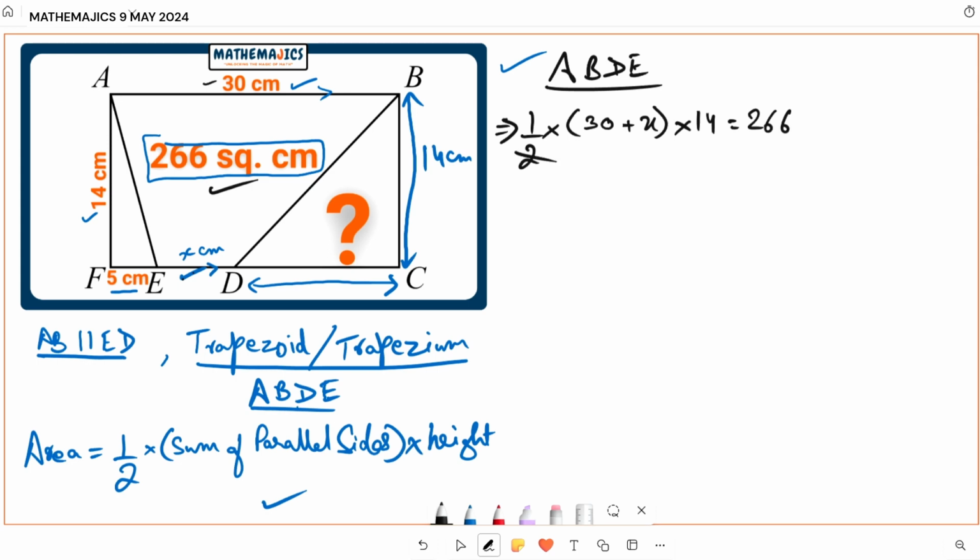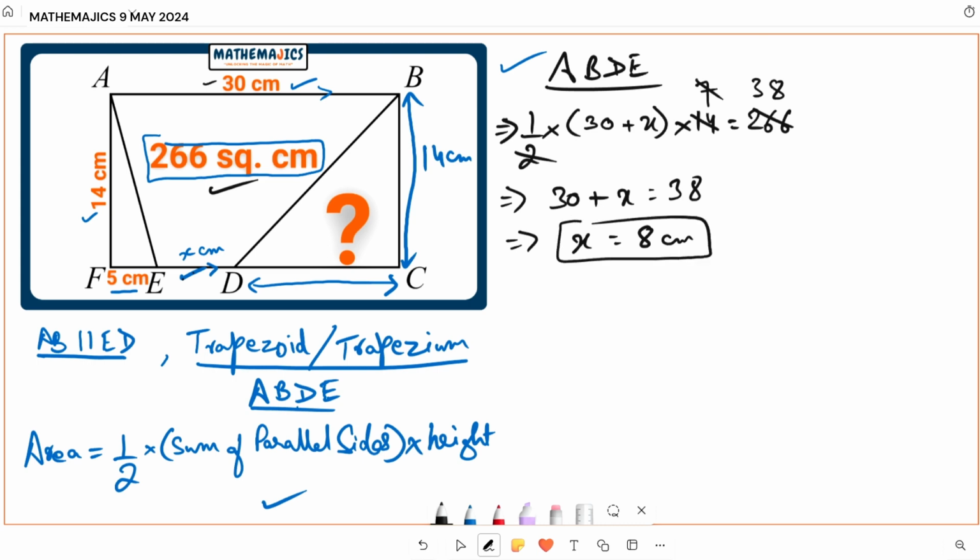If I simplify this, 2 into 14 is 7. 7 times 38 is 266. That means we will get 30 plus x equals 38. That means x will turn out to be 8 centimeters. So let's write it down. This x is 8 centimeters.